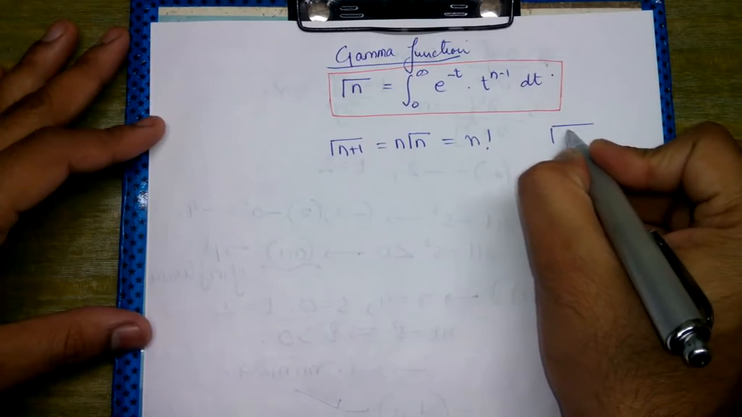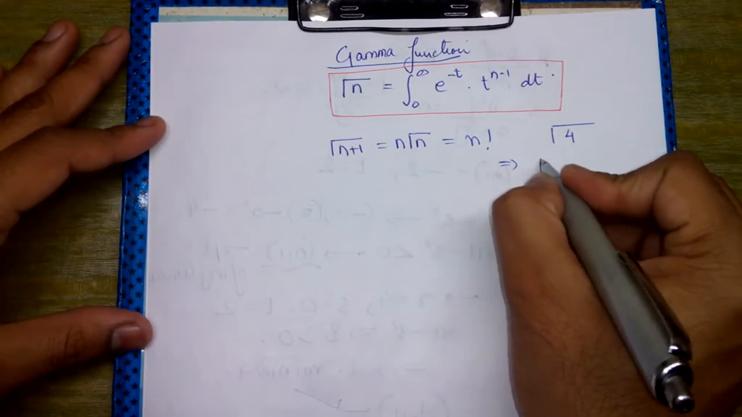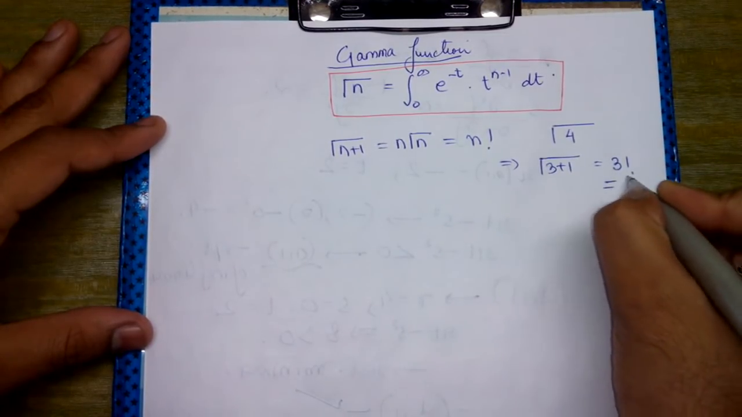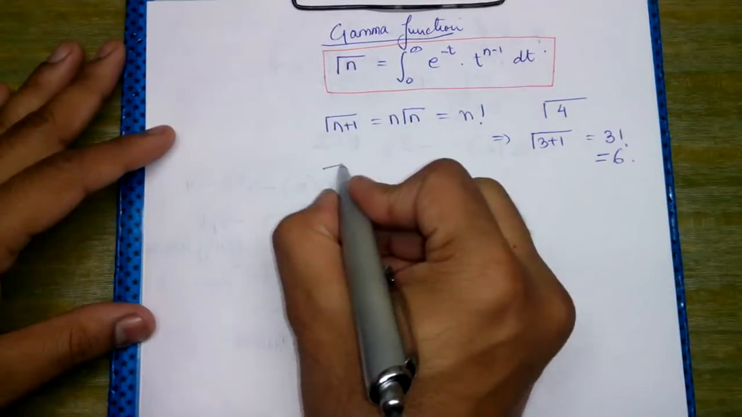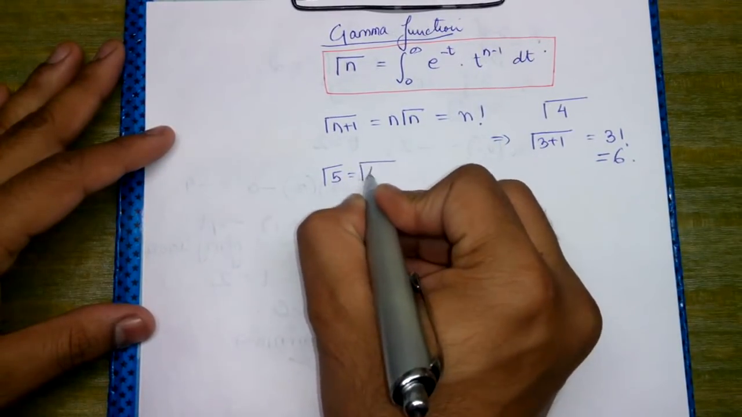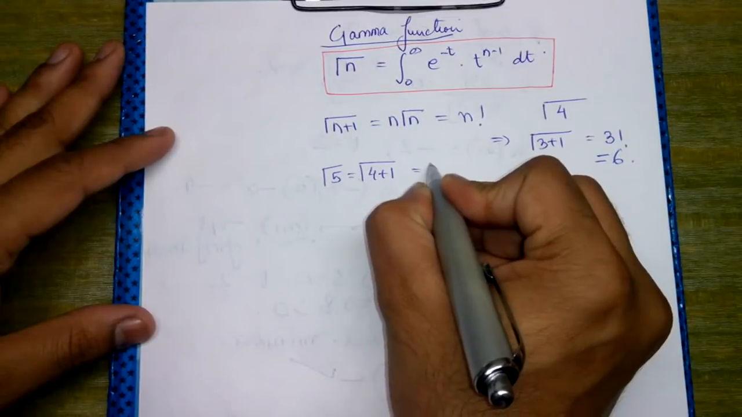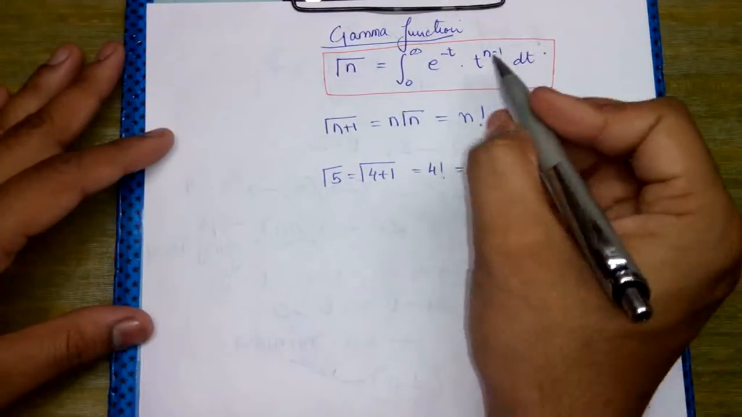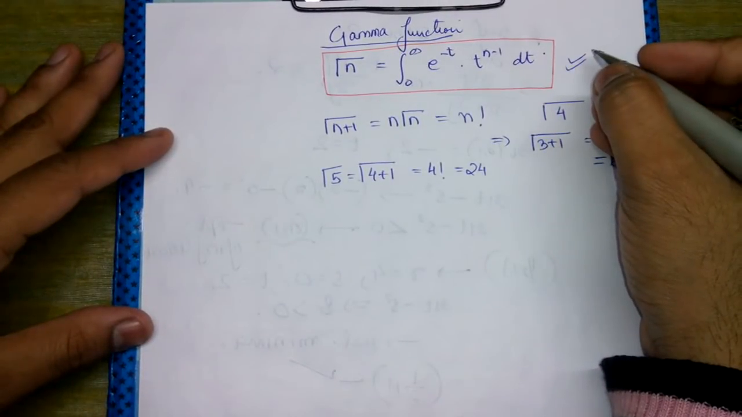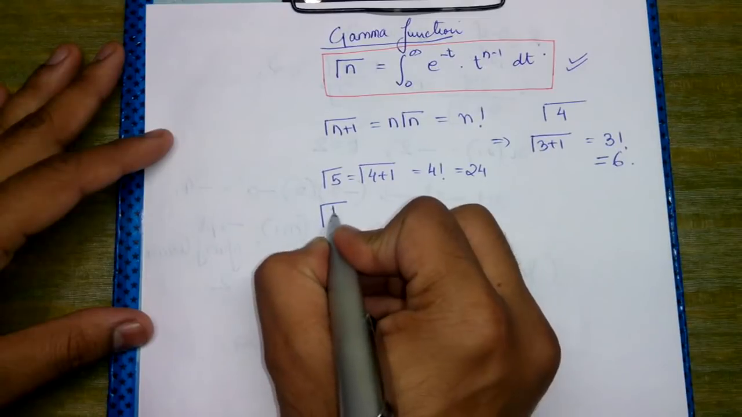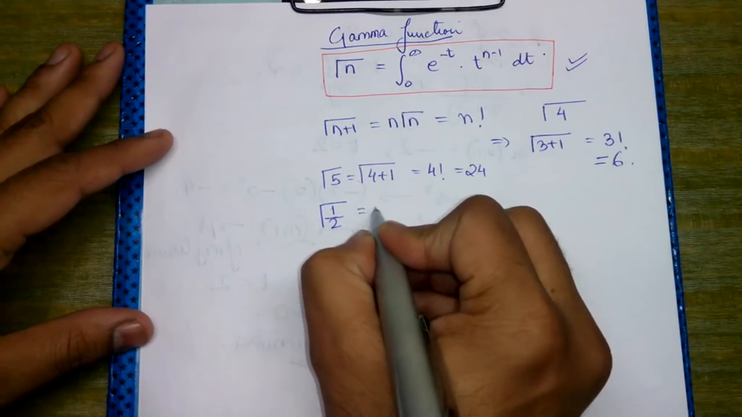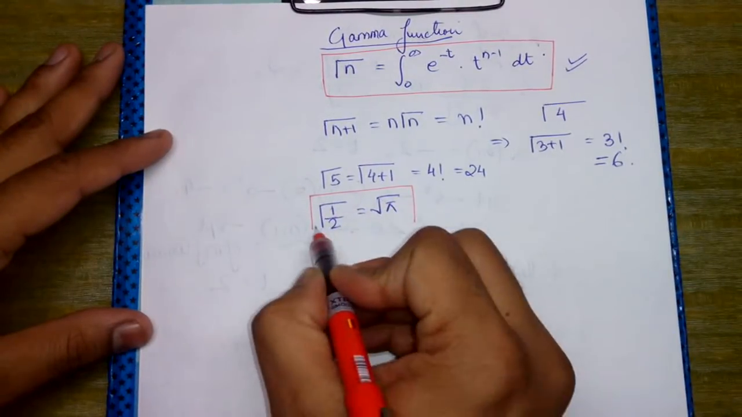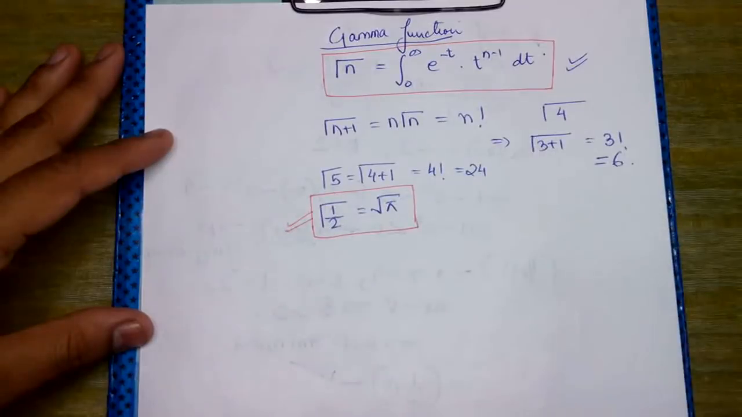So gamma of 4 can be simply written as gamma of 3 plus 1. So this is nothing but 3 factorial, hence it is equal to 6. Gamma of 5 can be written as gamma of 4 plus 1. So this is 4 factorial, which is equal to 24. So this is the actual definition of the gamma function. And please remember one standard case: gamma of half is equal to under root of pi. This result we have to remember directly for the gamma function.